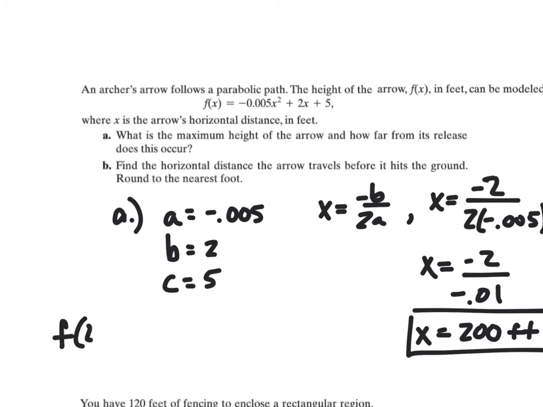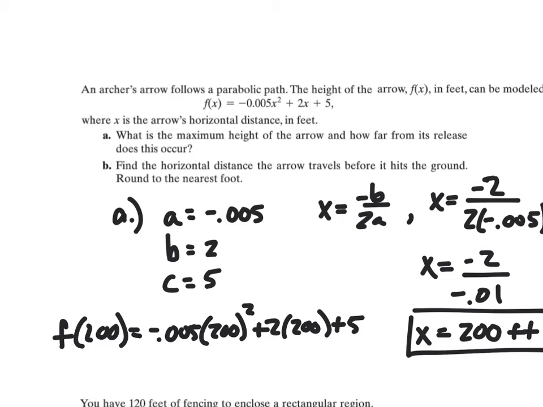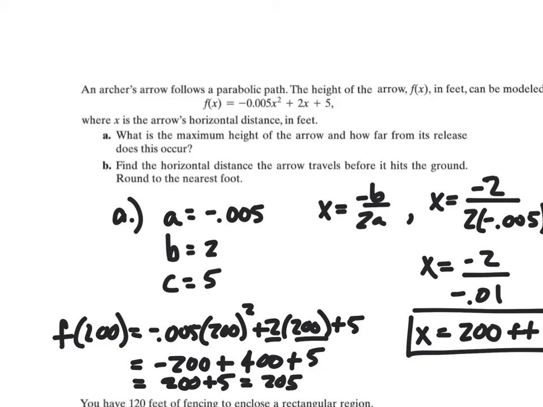All right, small. f of 200 is going to equal negative 0.005 quantity 200 squared plus 2 times 200 and then plus 5. If I take 200 and square it, 200 times 200 gives me 40,000. Multiply that by negative 0.005, that's going to give me a value of negative 200, plus 2 times 200 is 400, and then plus 5. Negative 200 plus 400 gives me 200, plus 5, and that gives us 205 feet.